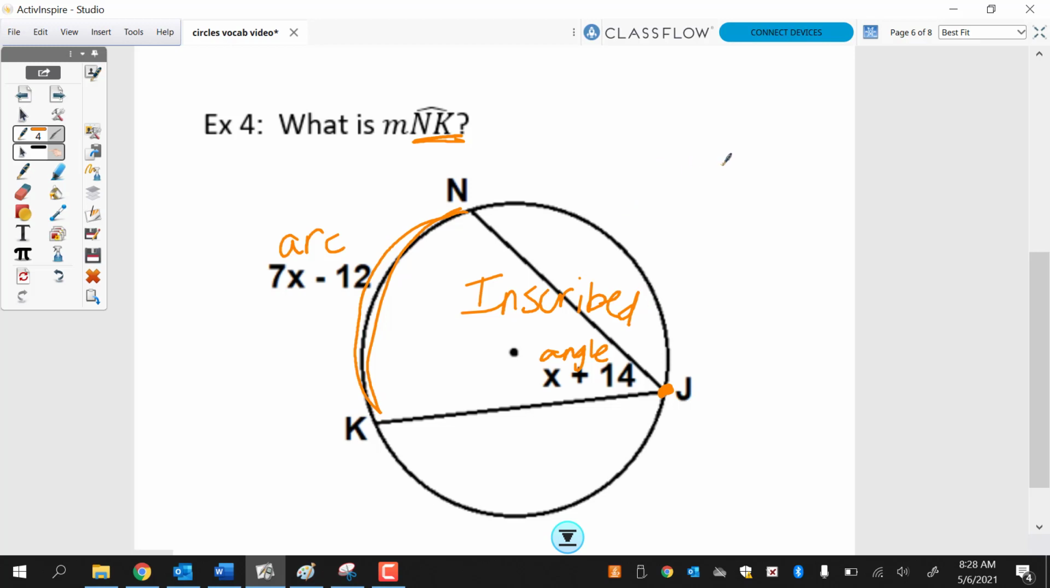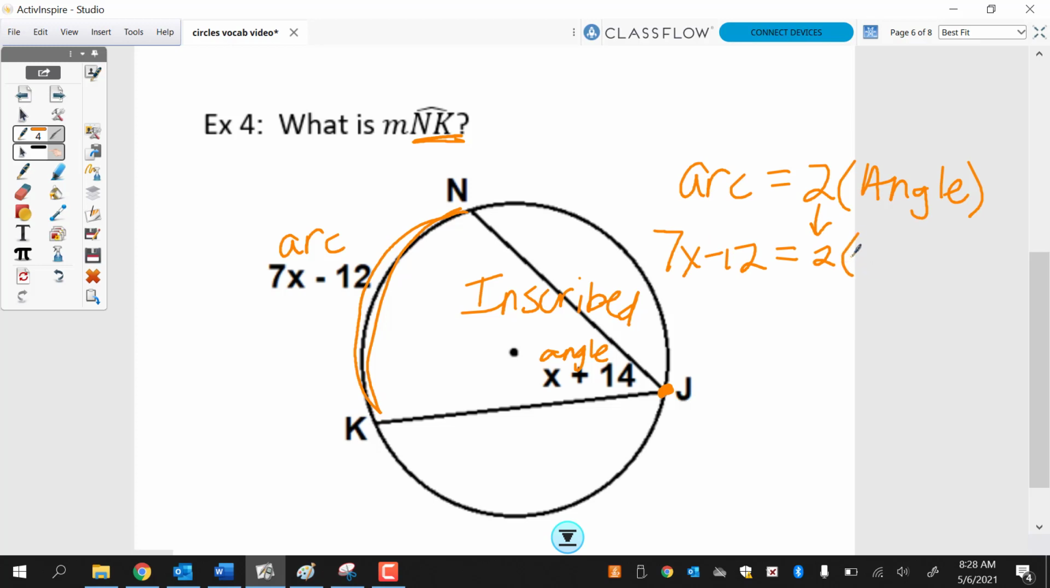So I'm going to write my little equation over here. For inscribed, it was arc equals 2 times the angle. So let's plug in what I got. My arc, 7x minus 12. The 2 is just here. Angle is x plus 14.